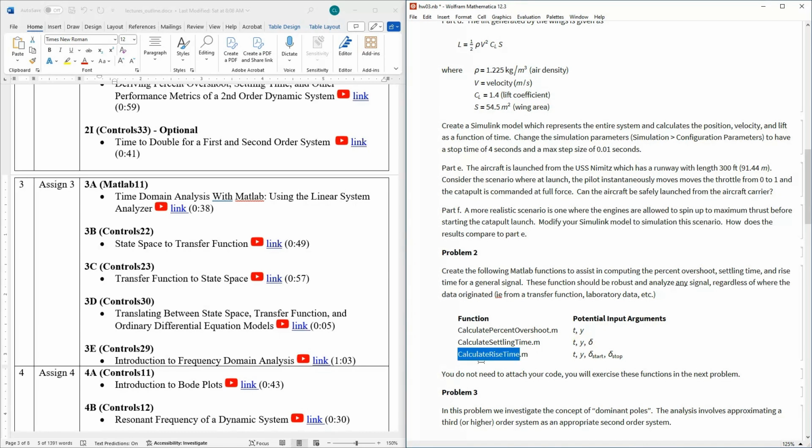And then the last one is it's going to calculate the rise time, and now you might need to tell it what percentage do you want to start at and what percentage do you want to stop at to consider the system having risen completely. So these are just generic functions.